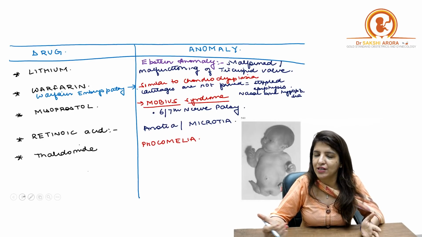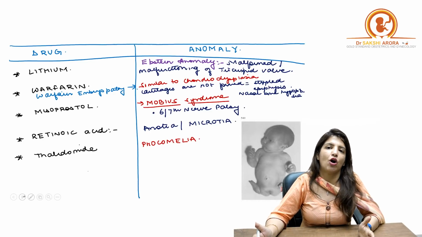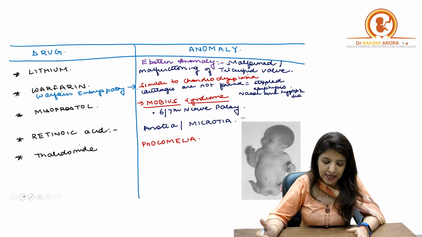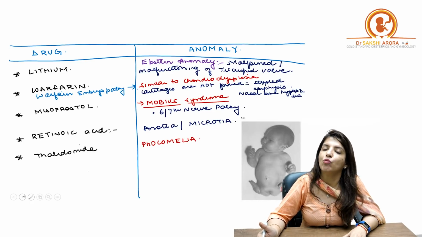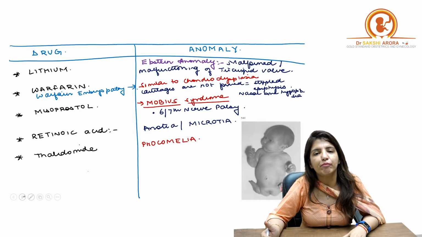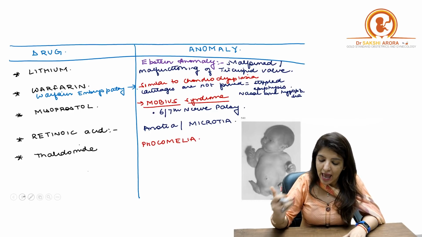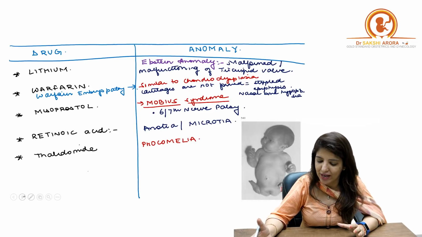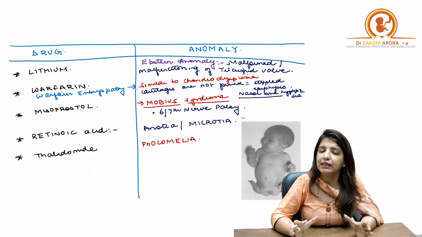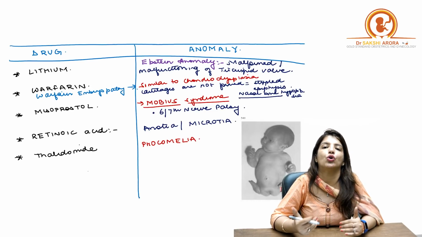Number one is lithium, and as the question told you, lithium leads to Ebstein anomaly. What is Ebstein anomaly? In Ebstein anomaly, there is a malfunctioning or malformation of the tricuspid valve, right? Then warfarin. If a female is taking warfarin in the first trimester, that leads to warfarin embryopathy. And in warfarin embryopathy, there is chondrodysplasia. That means there is a defective formation of the cartilages, and that presents as stippled epiphysis and nasal bone hypoplasia.